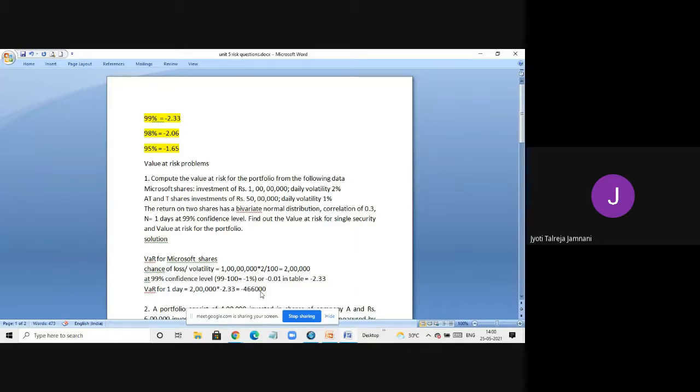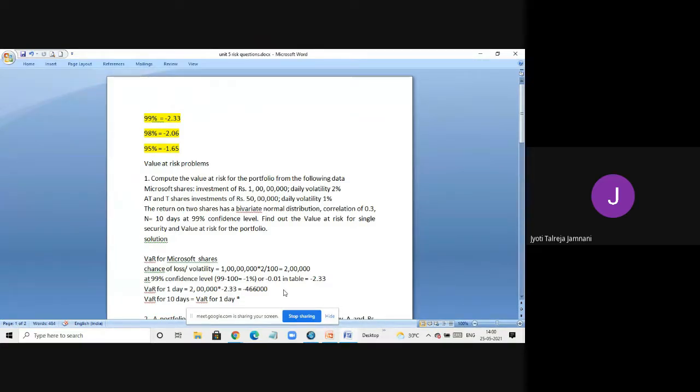Sorry, 1 second. There is a mistake here. N is not 1 day, N is 10 days in the question. So first we'll find value at risk for 1 day: 2 lakhs into the table value. This gives me value at risk for 1 day. Now if I want value at risk for 10 days, when I was explaining the theory, I told you once you find the 1 day value at risk, multiple days can be found. So value at risk for 10 days is equal to value at risk for 1 day, whatever you have found, into square root of n.